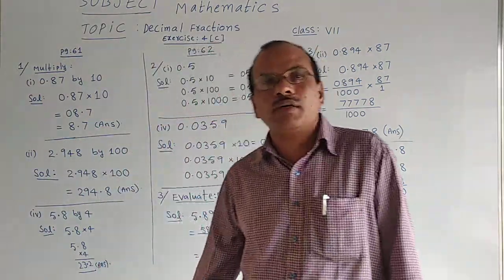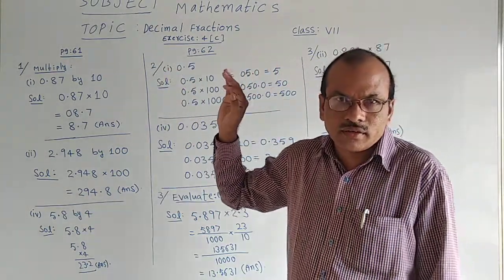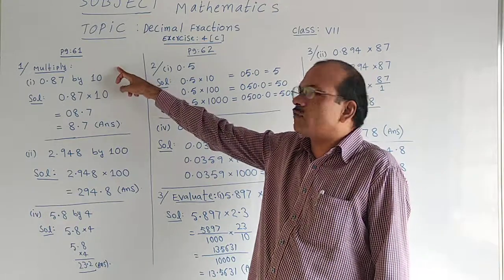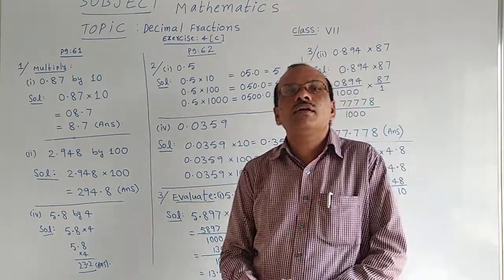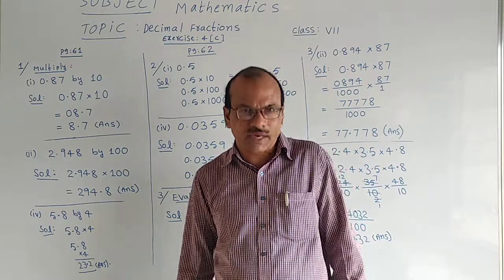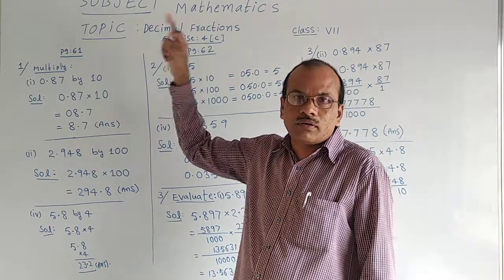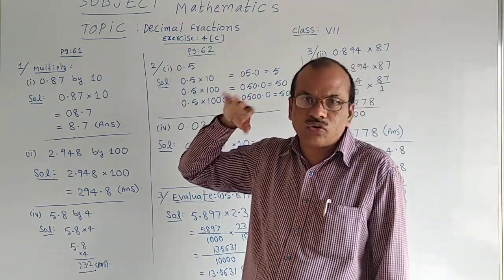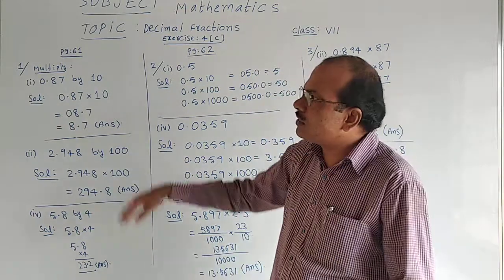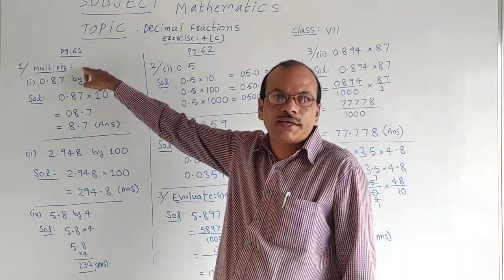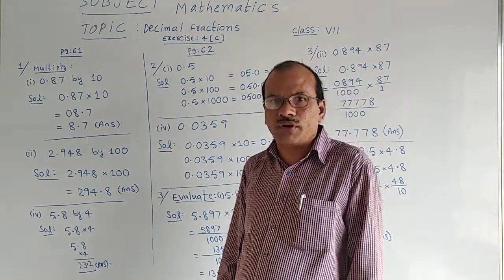We were in the chapter Decimal Fractions, exercise 4C, on page number 61. Let us see the multiplication of decimal numbers or decimal fractions. All of you look at the board and open your textbook, page 61, 4th chapter, exercise 4C. See here, first question, multiply. So we need to multiply the given decimal numbers or decimal fractions.